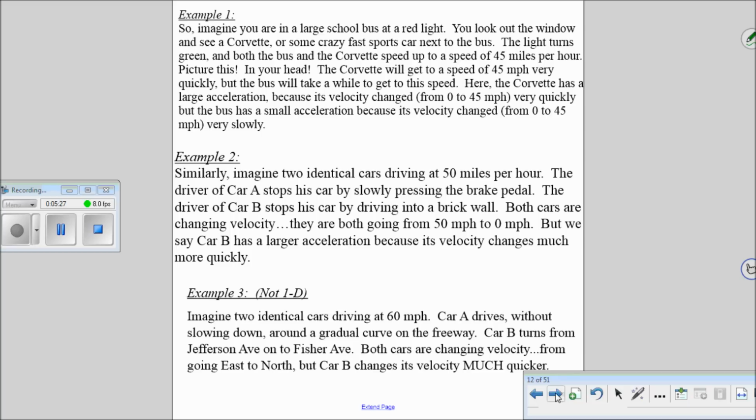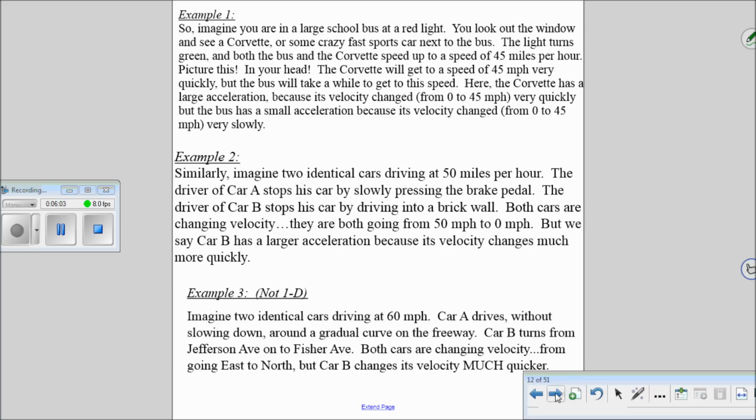So, example number 2. All right, so now let's imagine two cars. Both of these cars are driving at 50 miles an hour, and both cars want to stop, all right? So, car A stops in the traditional fashion by slowly pressing the brake pedal, and over the course of a few seconds, the car slows down and eventually stops, all right? The driver of car B, instead, stops his car by driving into a brick wall, all right? So, his car is going to stop very, very quickly, right? He's going to be going 50 miles an hour, and then bam, 0, right? In almost no time at all.